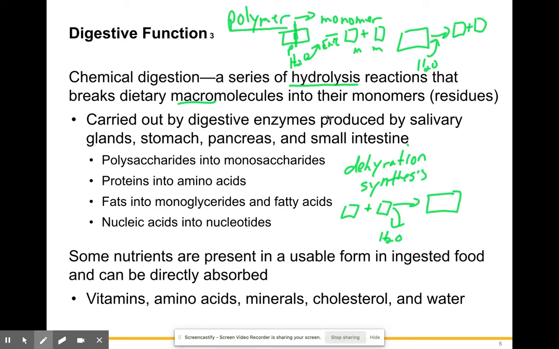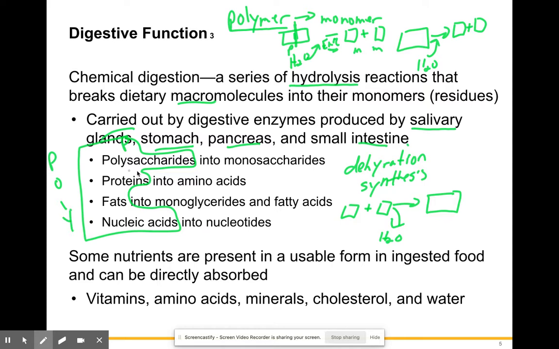These are carried out by digestive enzymes, that's what I set up here, enzymes. Some of these enzymes are produced in your saliva. Some of them are produced in your stomach, some in your pancreas, some in your small intestines. And these are the polymers, all of these things here. Let me erase that. That was sloppy. These are my polymers.